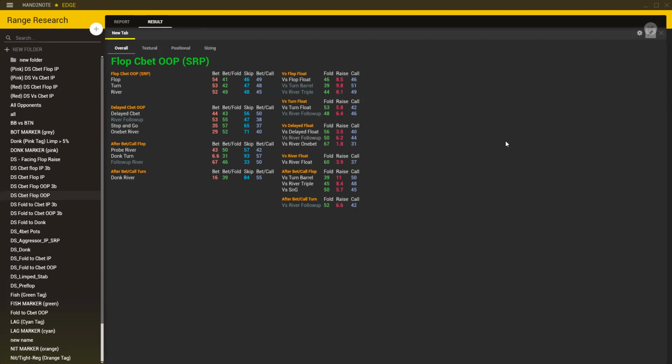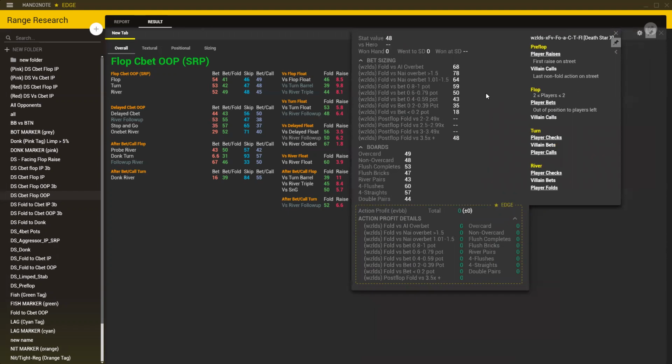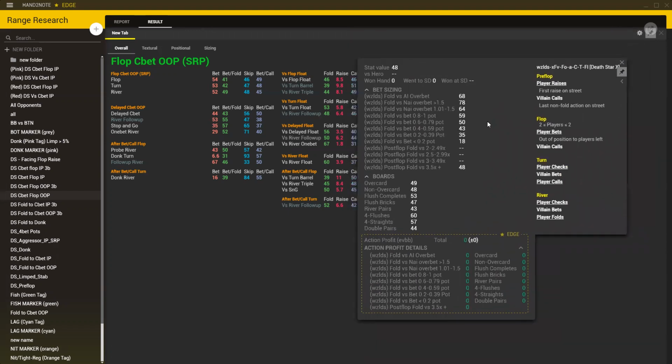Okay, so let's take a quick look at any textual considerations here. So we focus on that river follow-up bet. We have float bet the turn. Let's see if we can get a feel for what kind of runouts we like to see in this situation.